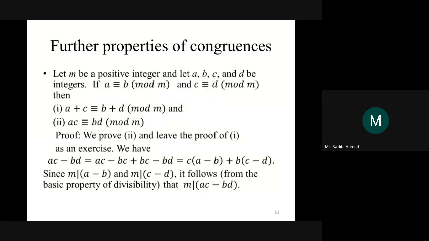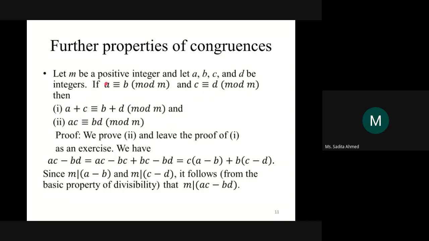But what is the proof? On what basis are we saying that if a is congruent to b mod m and c is congruent to d mod m, then the sums will be congruent, that a plus c will be congruent with b plus d mod m as well? Based on what we are saying that. We will prove the second property here right now, and I will ask you guys to think about the first property, okay?